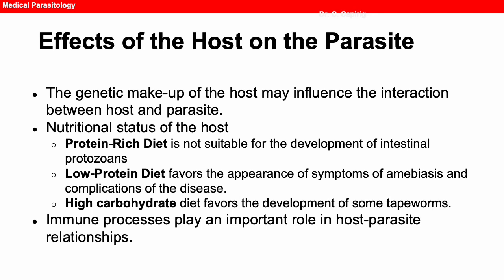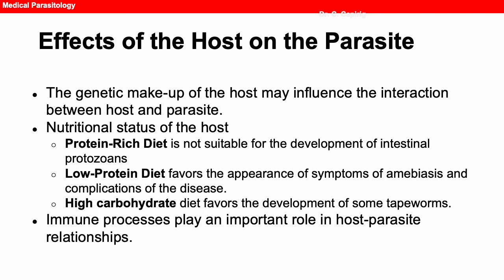Very important is the nutritional status of the host. A protein-rich diet is not suitable for the development of intestinal protozoans, while a low-protein diet favors the appearance of symptoms of amoebiasis and complications of the disease. Some high-carbohydrate diets favor development of some tapeworms such as Taenia solium and Taenia saginata. And very important also, the immune process plays an important role in host-parasite relationships. If you have a poor immune response, then you are promoting the growth of the parasite.